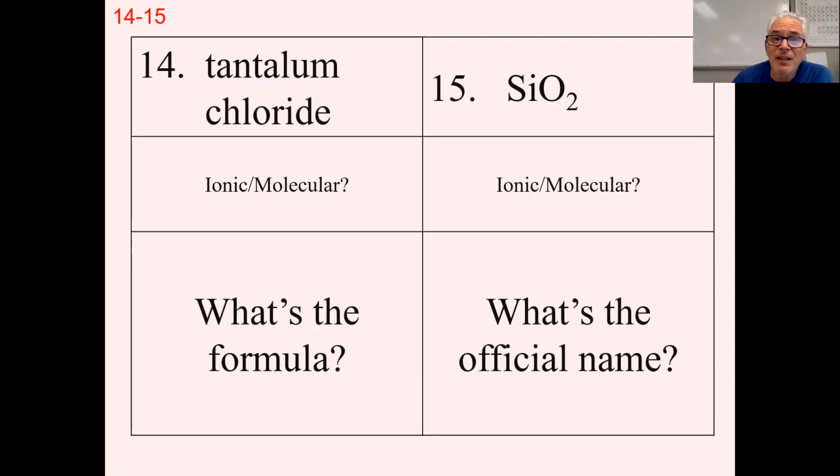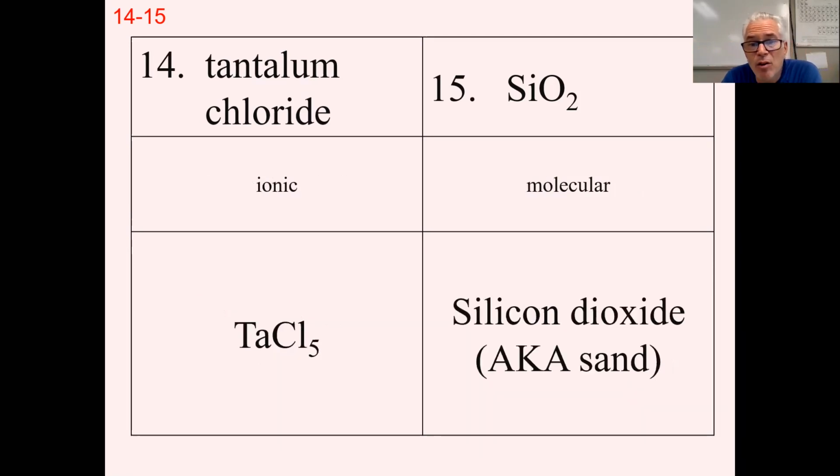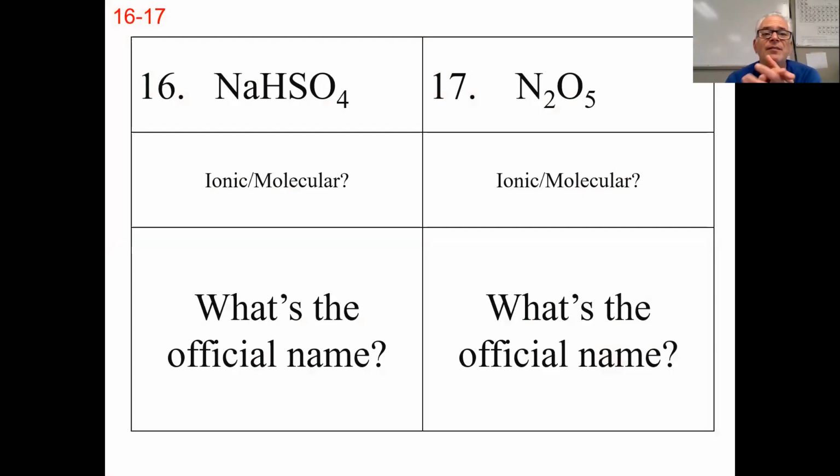Silicon dioxide is molecular, and tantalum chloride is ionic. Now, we don't need a Roman numeral for tantalum, even though it's a transition metal, because it only makes one kind of cation. So you don't have to tell me if it's tantalum, it's +5. You don't have to tell me Roman numeral 5. You don't say things twice. Say things once. Why say that again? That's talking heads.